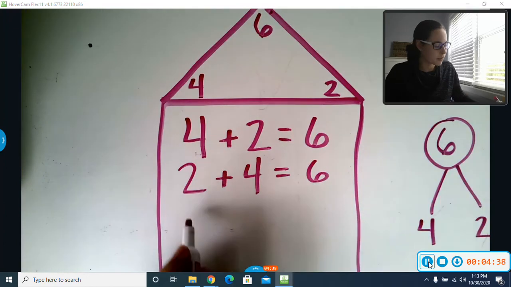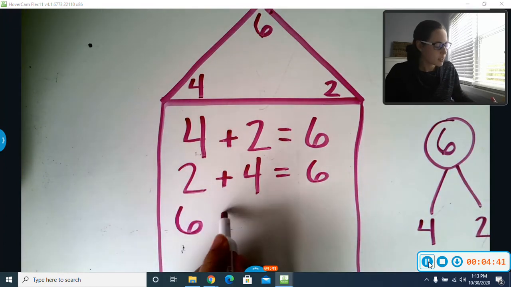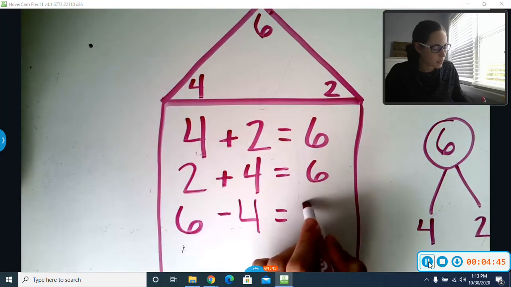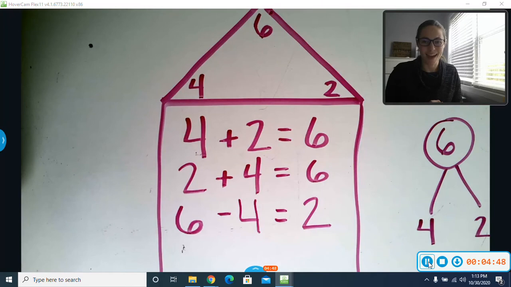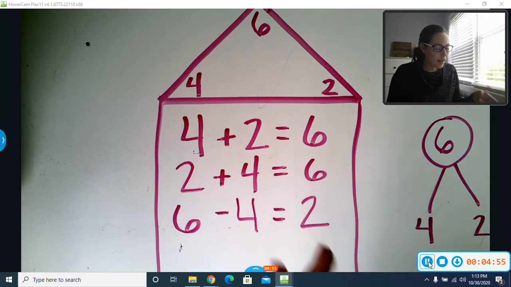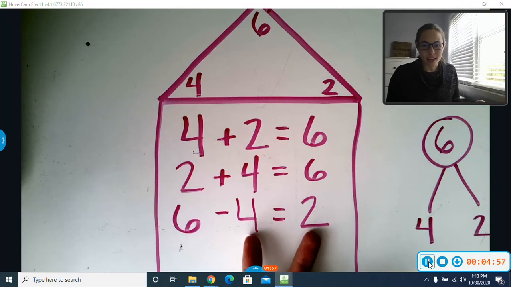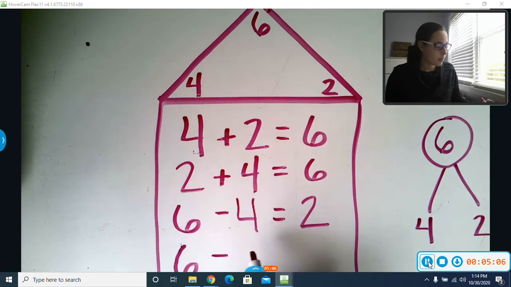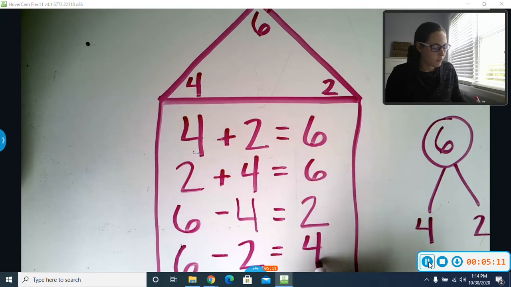My whole number right now is 6. 6, take away, I'm going to use 1 part. 4 equals 2. Aha. Now you know, because you've been watching all my lessons, that we can still flip-flop our parts on the equal sign. So I will start again with 6 because I always have to start with my whole number. 6, take away my other part, which is 2, equals 4.